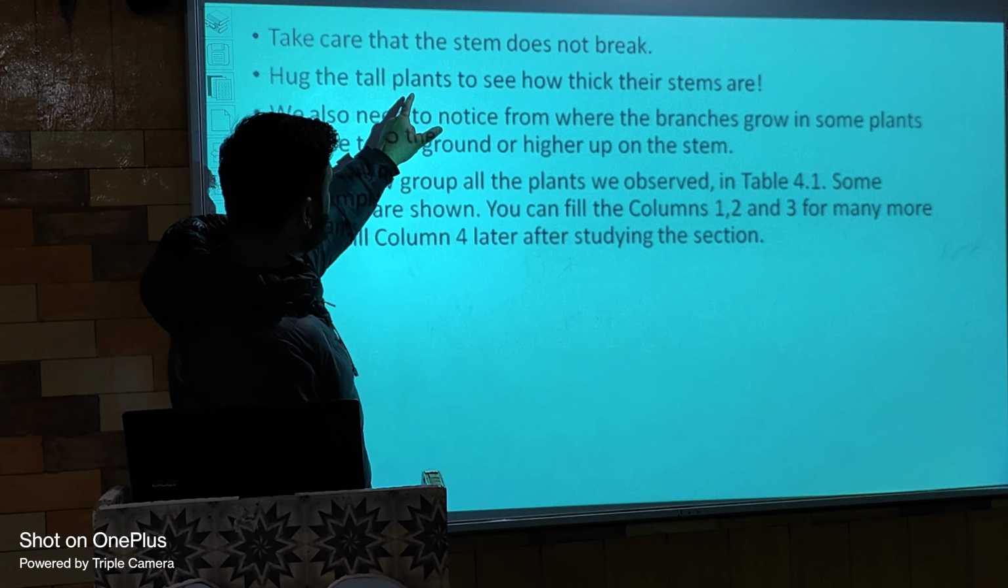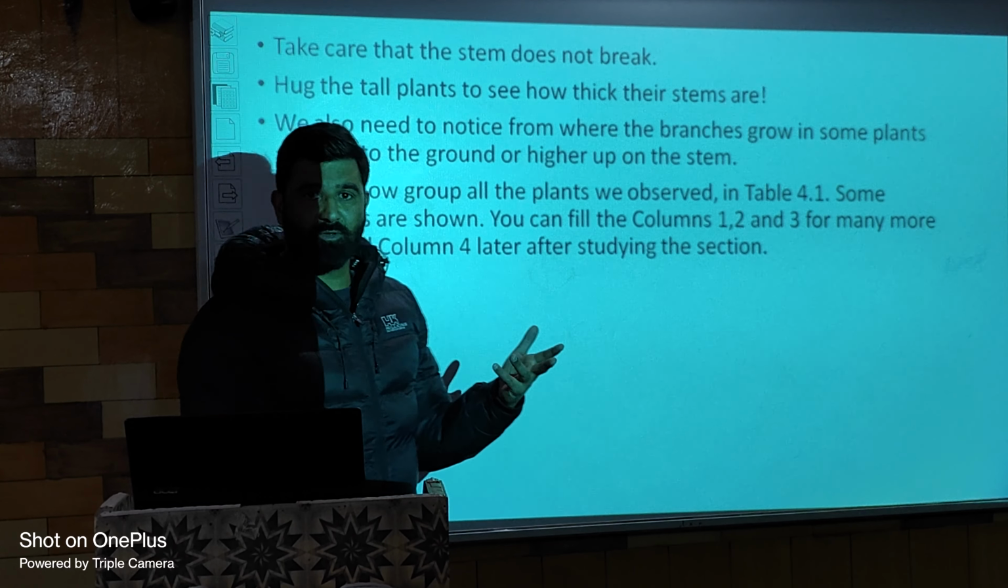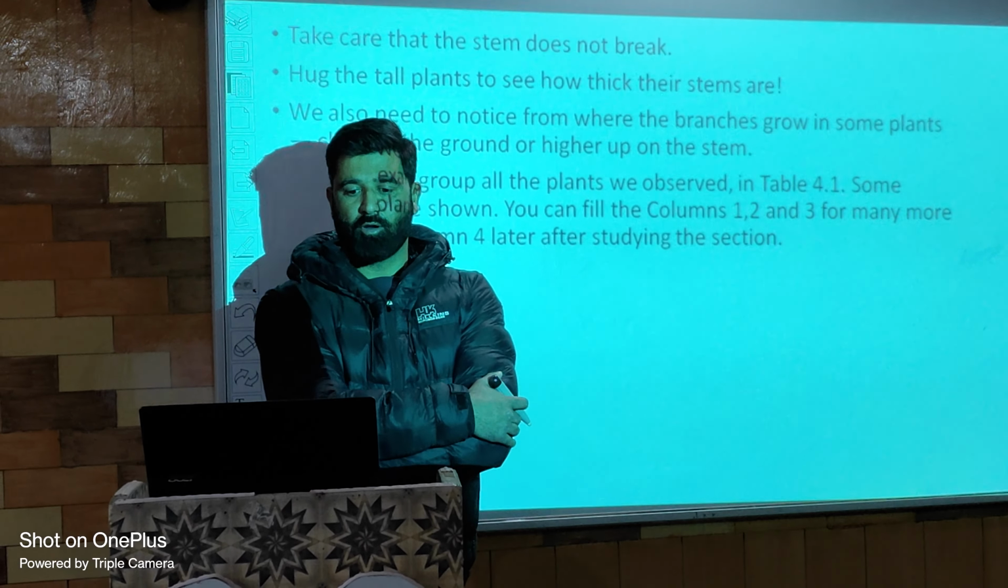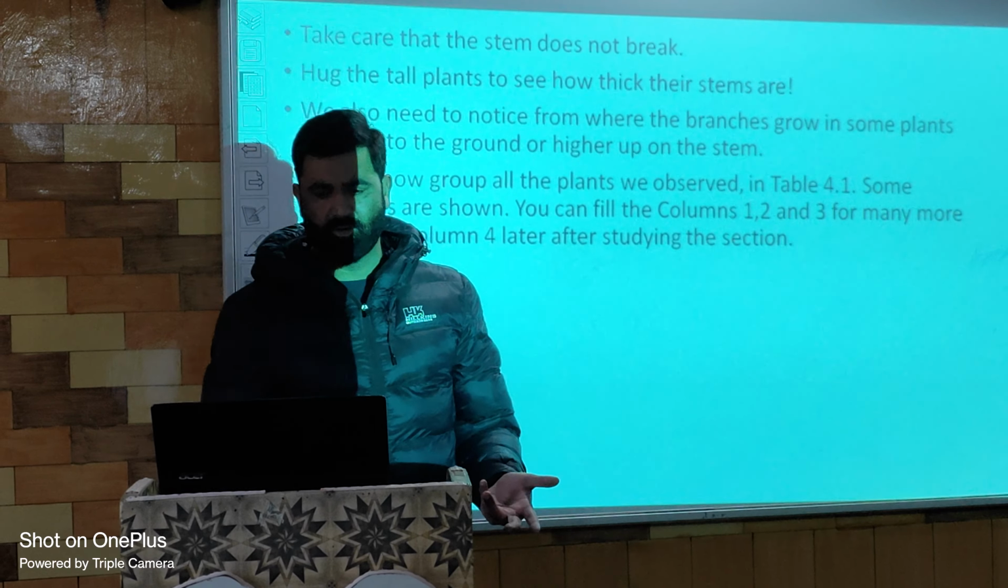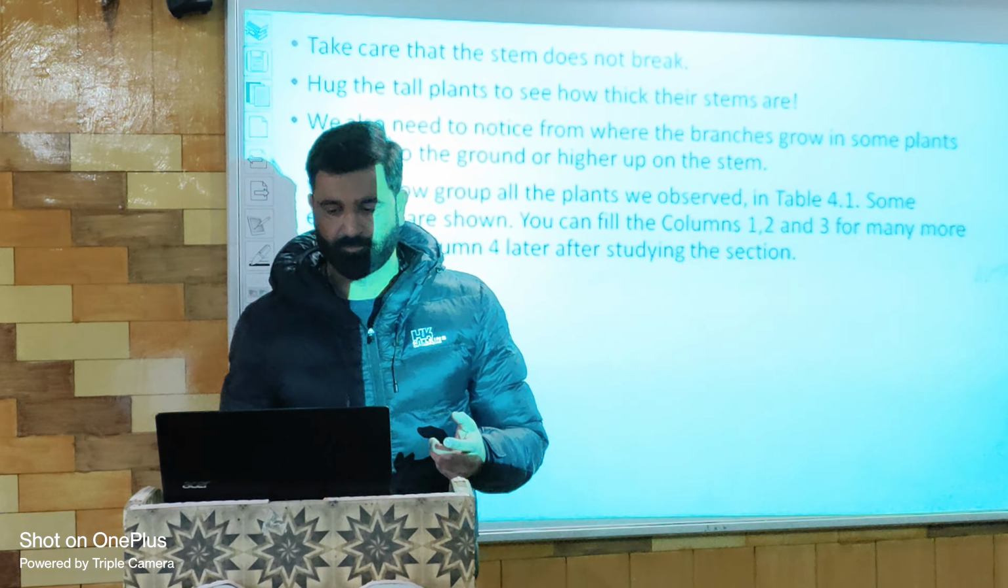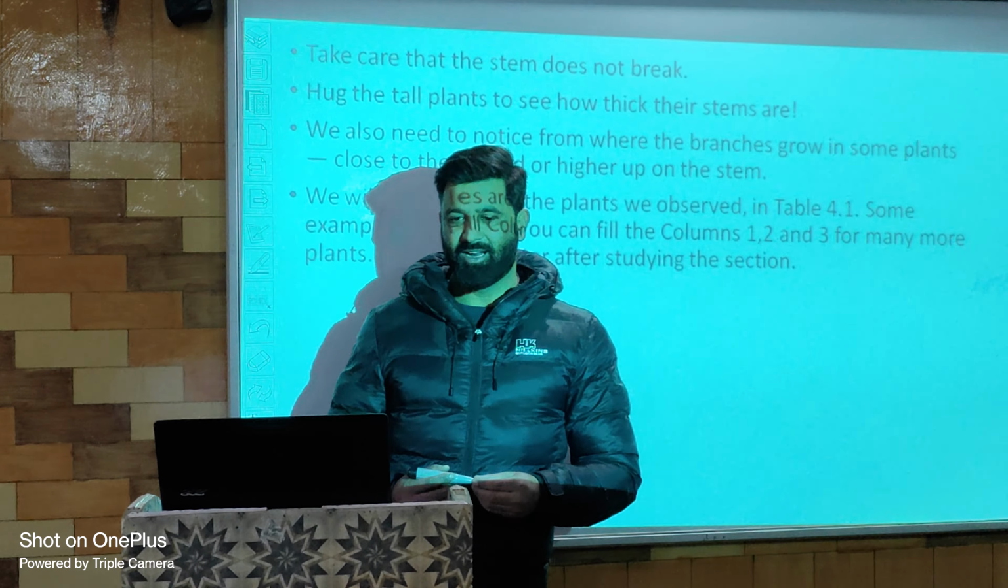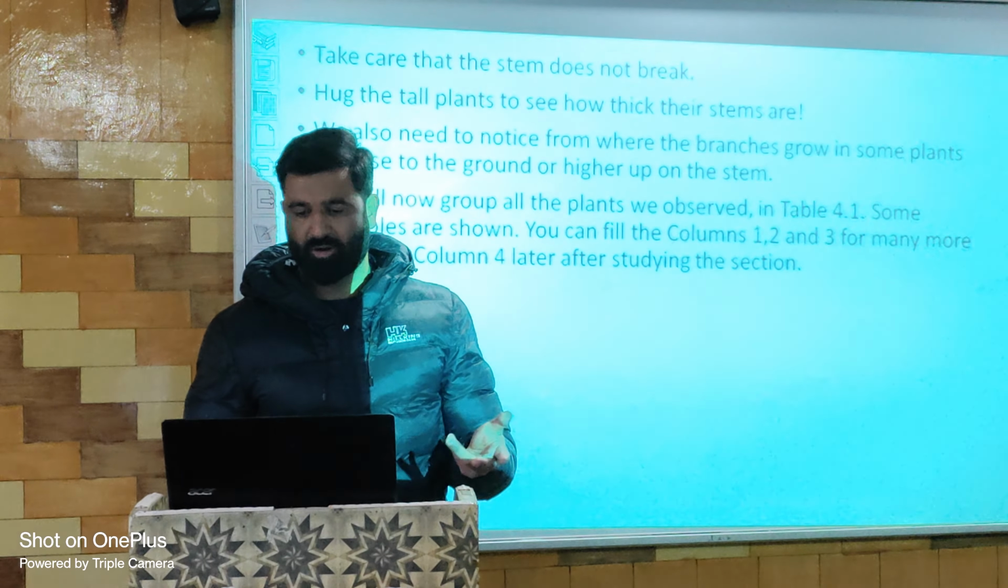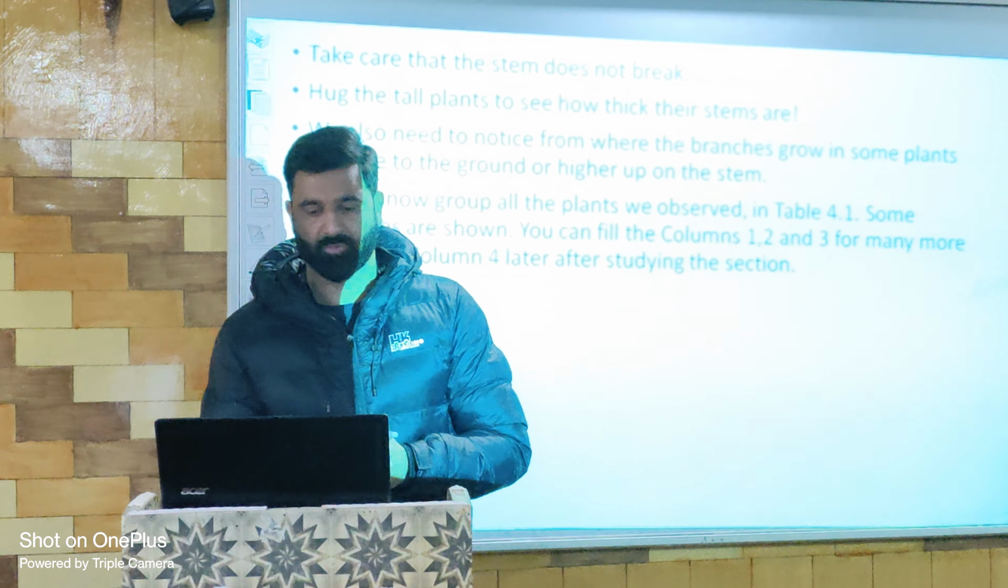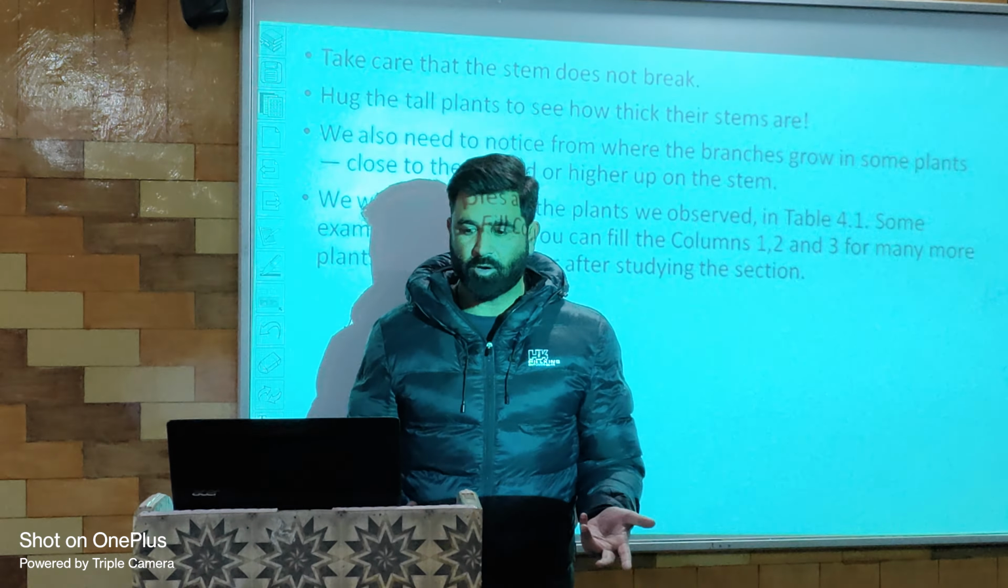broken. Hug the tall plant to see how thick its stem is. When we hug these tall plants, we will find how thick the stems are, and we also need to notice from where the branches grow in the plants, close to the ground or higher up on the stem.